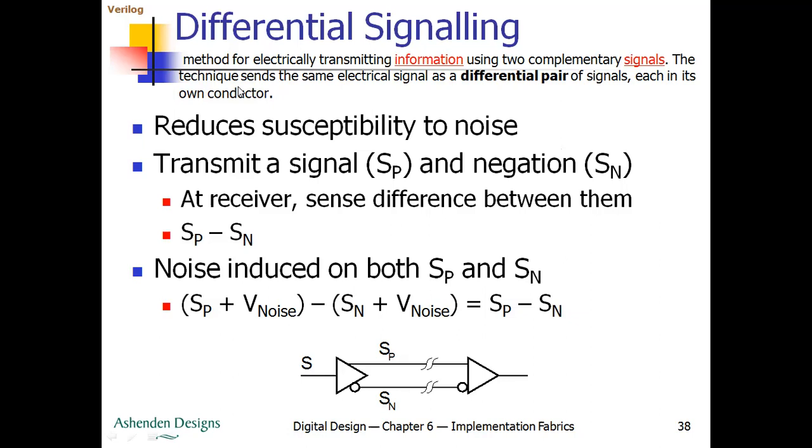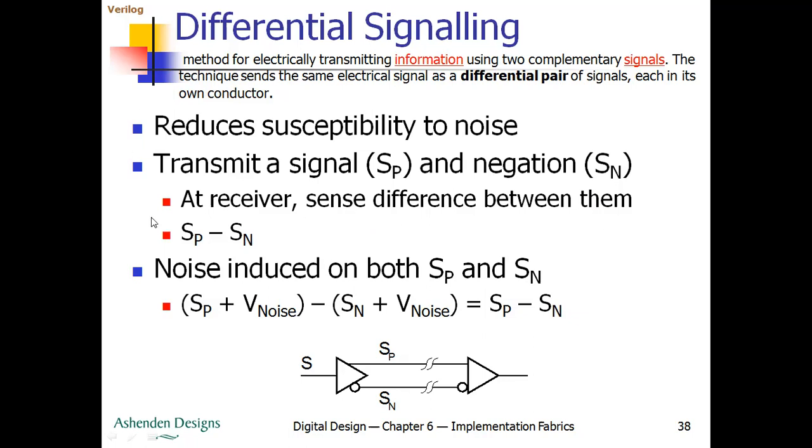This technique sends the same electrical signal as a differential pair of signals, each in its own conductor. Differential signaling reduces the system's susceptibility to noise, and it involves transmitting both the positive signal Sp as well as its negative signal Sn, and sensing the voltage difference between the two signals at the receiver end.